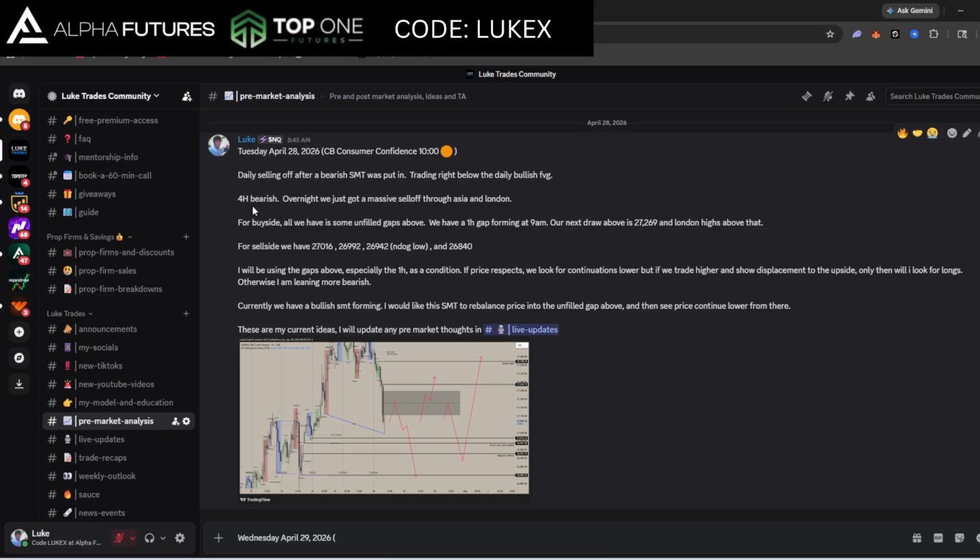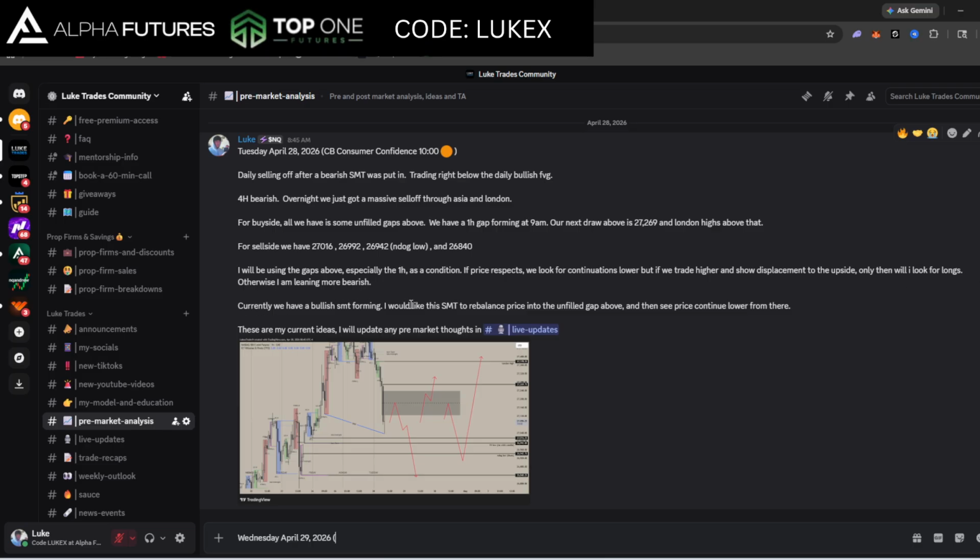Basically, I said we were in the higher time frame bearish order flow. I listed the draws for buy side and sell side, and I said I'll be using the gaps above, especially the 1 hour, as a condition. If price respects, we look for continuations lower, but if we trade higher and show displacement to the upside, then I will look for longs. Otherwise, I'm leaning more bearish.